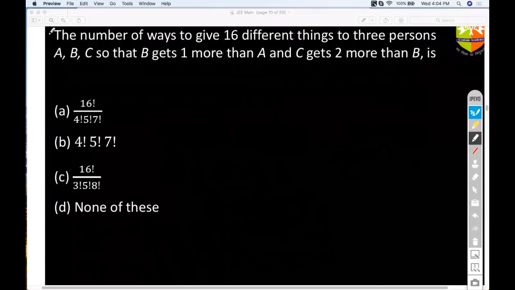Next, 10th question. The number of ways to give 16 different things to 3 persons A, B, C so that B gets 1 more than A and C gets 2 more than B is.